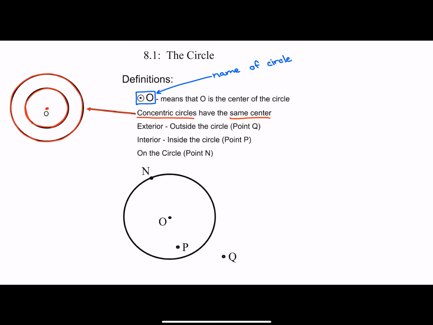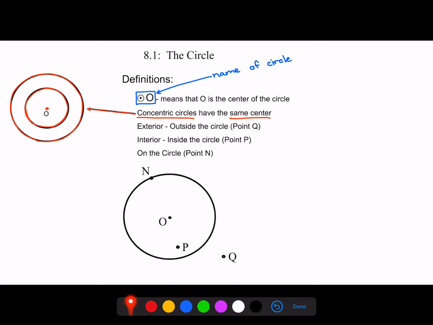So, starting off, definitions. First off, we have circle O. The way that we're going to denote these is we have a circle with a point in the middle, and that means circle, and then we name the center of our circle. In this case, it's O. So we have circle O, that means that O is the center of the circle.